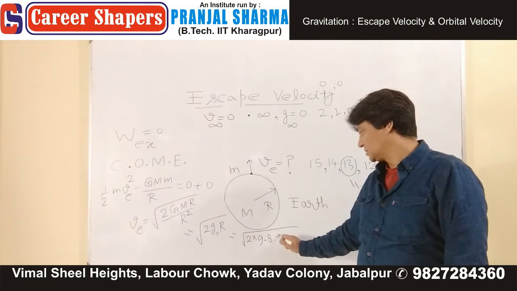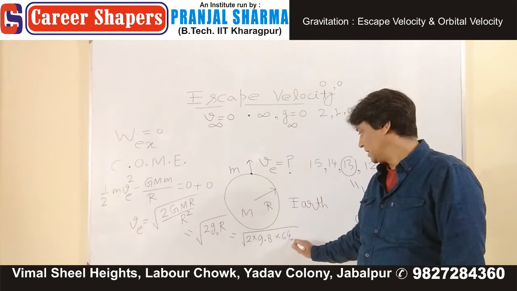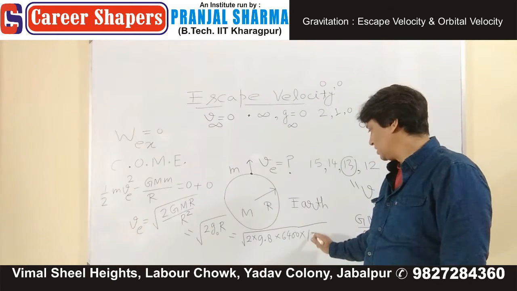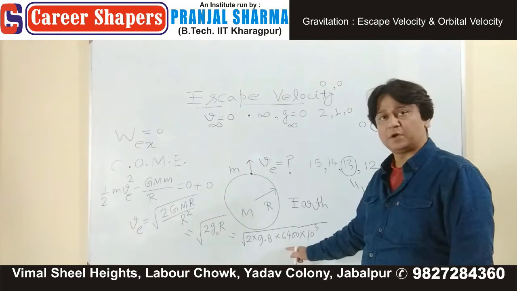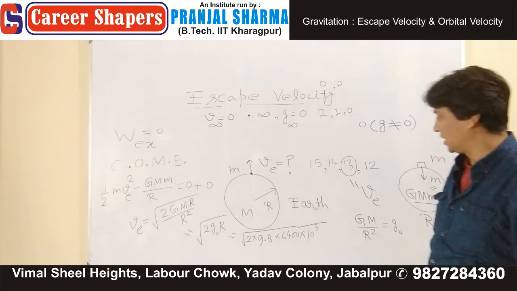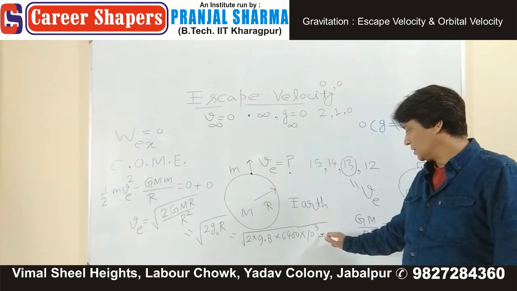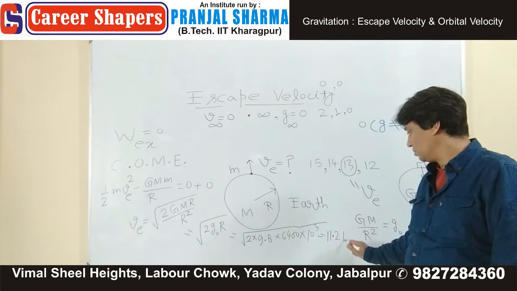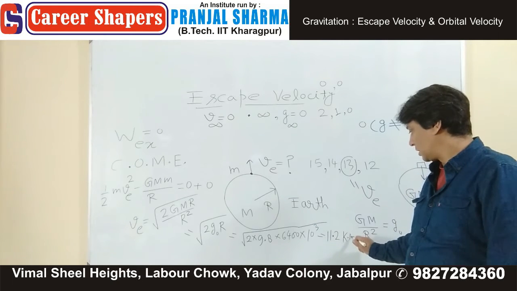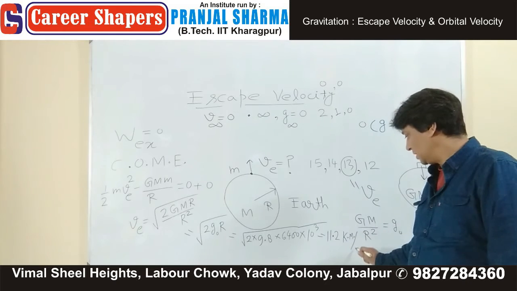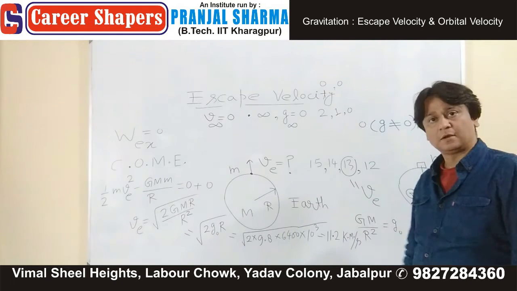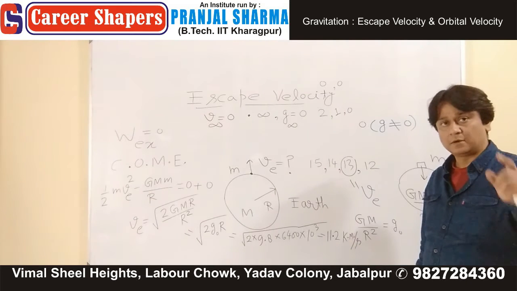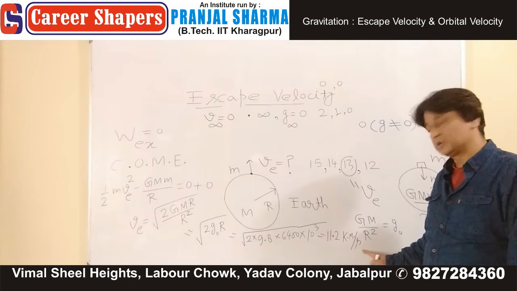Capital R is 6,400 kilometers. Multiply with 10 to the power 3. This is kilometers and you need to multiply with 10 to the power 3. This is coming around 11.2 kilometers per second. This is not meter per second. What is this? Kilometers per second.